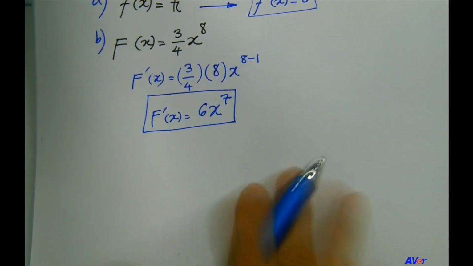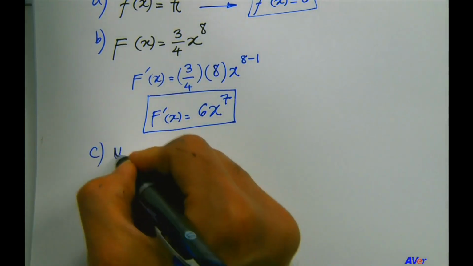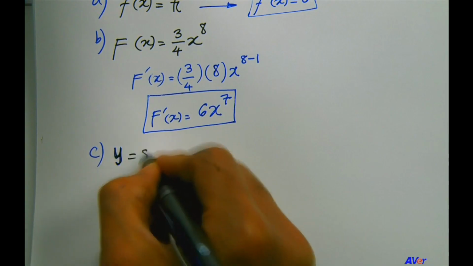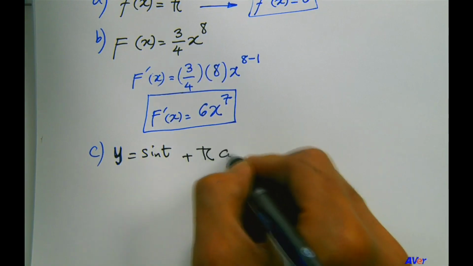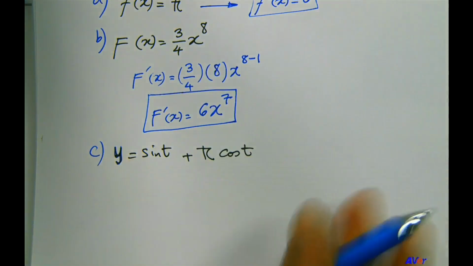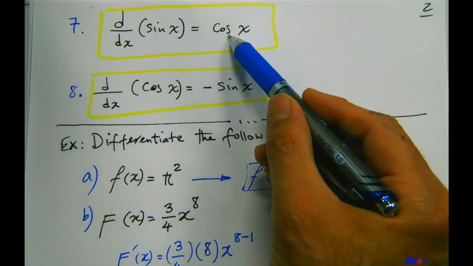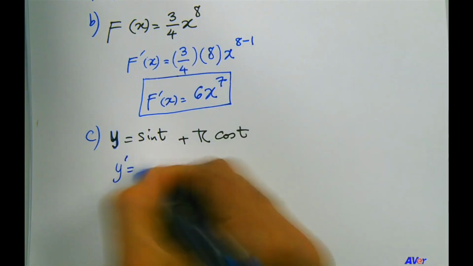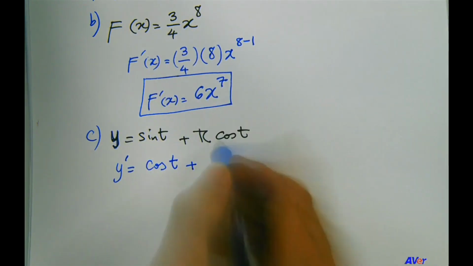Okay, so another example. Suppose we have y equals sine of t plus pi cosine of t, right? Now, how easy is that to find the derivative given these techniques that we just introduced? We know that the derivative of the sine function is simply the cosine function. So let's write it down. y prime is simply cosine of t, plus, I've got to be careful here with cosine of t.